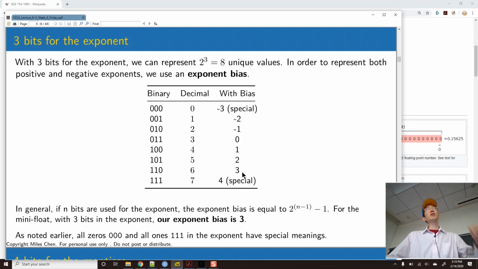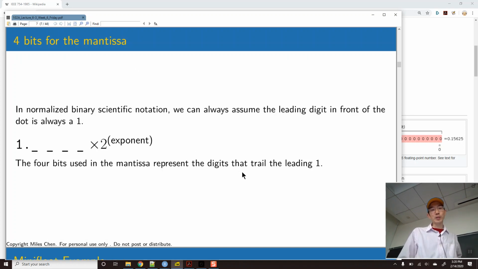If you had 4 bits in the exponent, what would your bias be? All right, somebody's got to know, right? 7. So 2 to the 4 is 16. Half of that is 8. 1 less than 8 is 7. And that's how we figure out the exponent bias. We basically want half to be positive and half to be negative, but we're going to do 1 less than that so that there's an extra positive number and one less negative number.